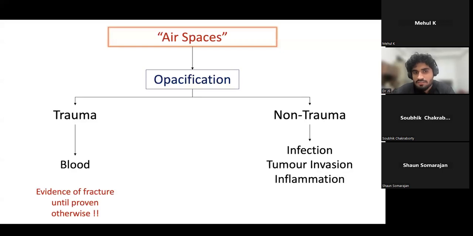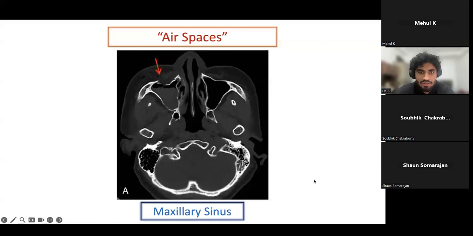So if there is opacification, we need to look at what? Any fracture until proven otherwise. And in a non-trauma patient, we look for any infection, tumor invasion, or inflammation. Okay, so you can see here, this was a trauma patient, and there is a loss of continuity of the cortex of the anterior part of the maxilla on the right side. We look at the patient from the foot end, so this is the right side.